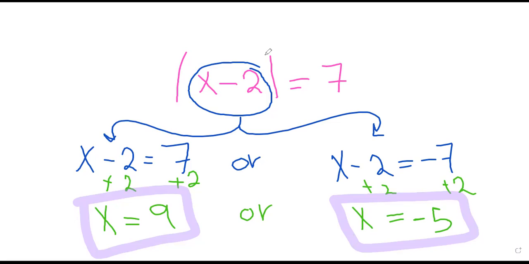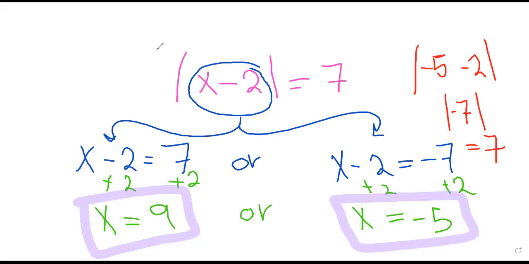For example, if I want to check if minus 5 is correct answer, I will replace x by minus 5. And I'll check if I will get 7 or not. Minus 5 minus 2, this is minus 7. And the absolute value of minus 7 is 7. So the answer is correct.